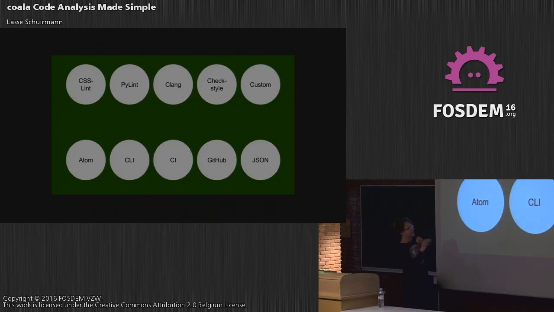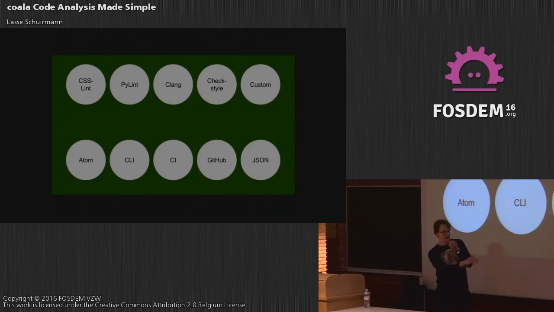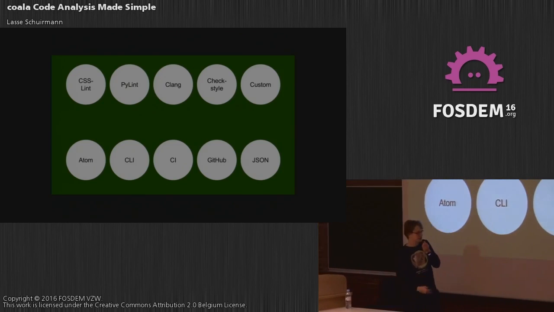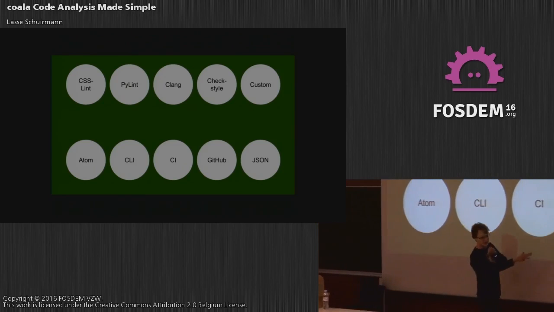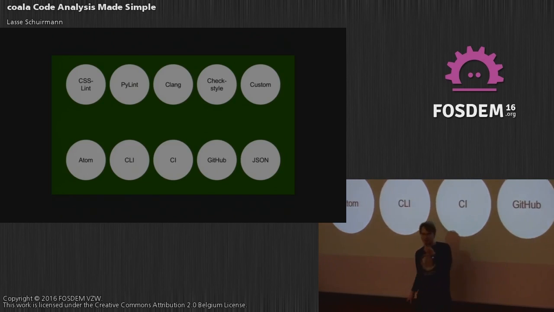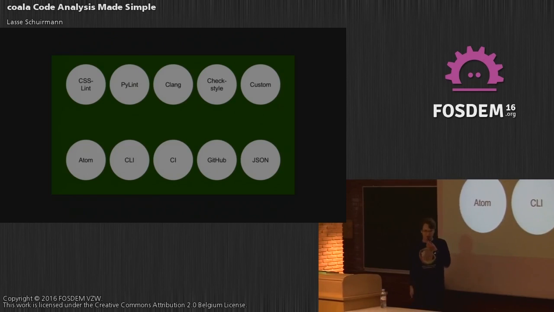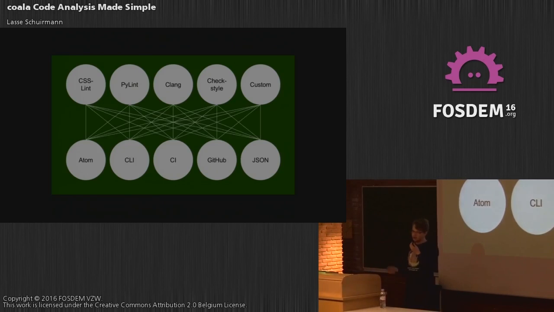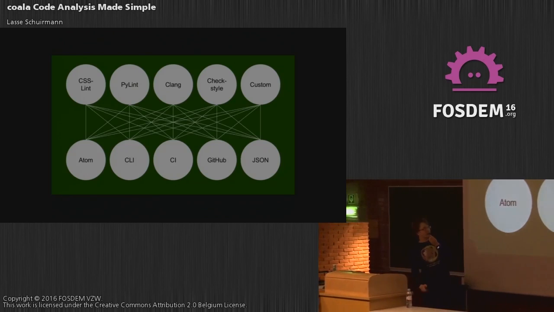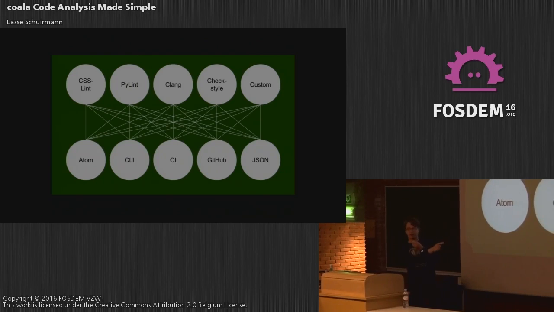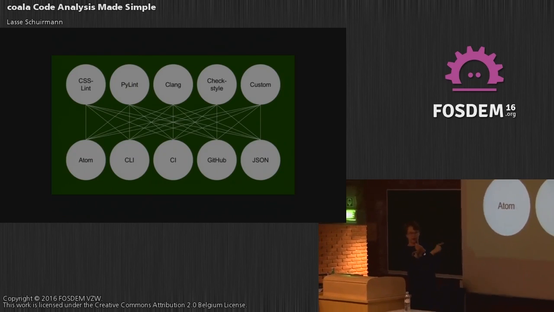So I like this graphic. You have multiple tools and you have multiple use cases. You may want some JSON export for further processing the data, or, I like this really much, reviewing pull requests on GitHub. Something for continuous integration, command line interface, editor plugins, stuff like that. And traditionally, you would need to connect all of those. And solely drawing that graphic took a lot of time, not even speaking of implementing all that.